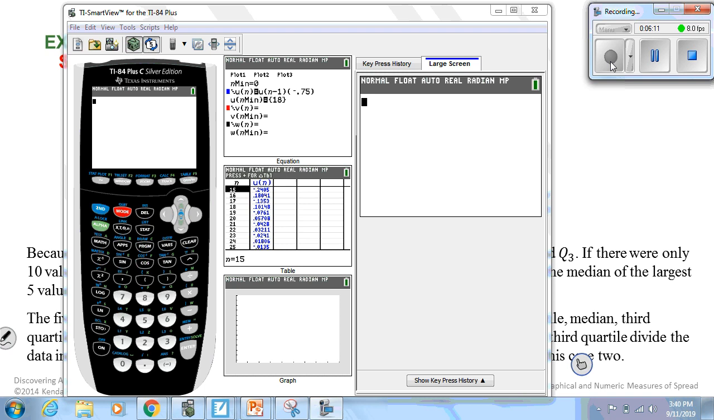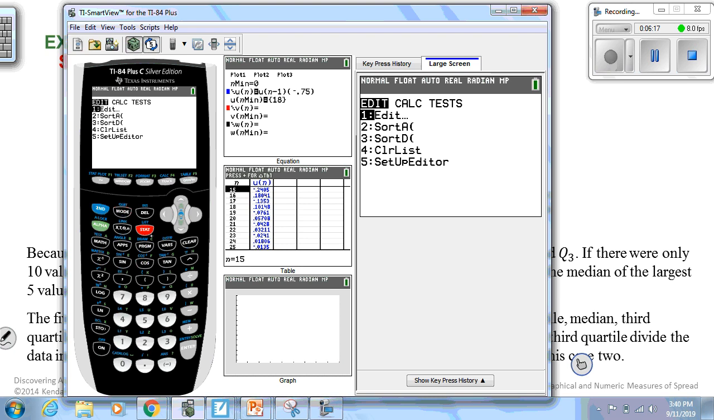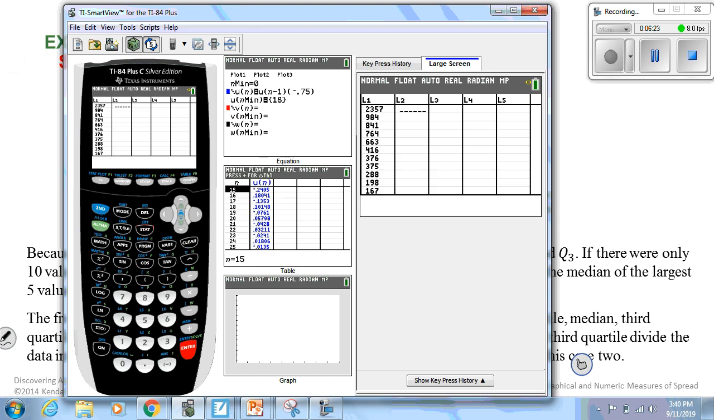Now I also want to show you how to do that in your calculator. So follow along on your calculator. I'm going to go to stat, or statistics. When I go to my stat menu, I'm going to go to edit, and I have my lists. Now I've already entered all the data into my list, but you would enter those scores into your list, right? So I entered them all in, starting at 2,357, into list 1.